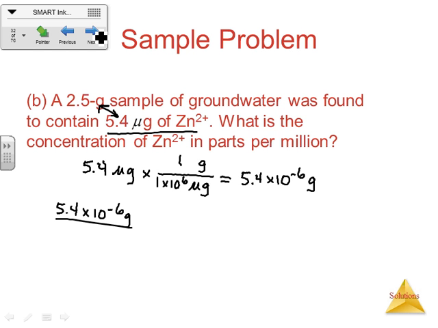Oh, I see what you're saying. Okay, because it's a 2.5 gram sample of groundwater. Yeah, I guess you're right on that one. Yep, that makes sense. Good job. Very good. So this is already our sample of groundwater, so it already includes that in it, and then when you separate out the zinc, that's how much of the zinc you have.